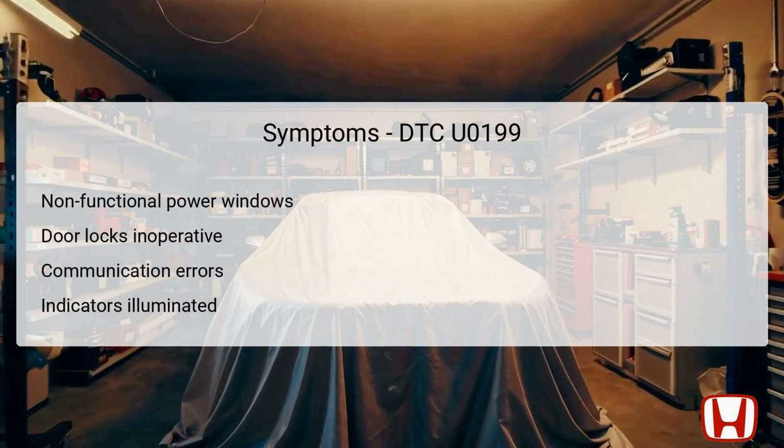Symptoms associated with DTC U0199 typically revolve around the failure of electrical functions in the vehicle. Owners may notice that the power windows do not respond to controls, leaving them stuck in a closed or open position. Door locks may not operate either, failing to engage or disengage, which can become a security issue. Communication errors might present as illuminated dashboard indicators, signaling to the driver that something is wrong with the vehicle's electrical system. All of these symptoms provide clear indications that further investigation is required to restore functionality to these important systems.